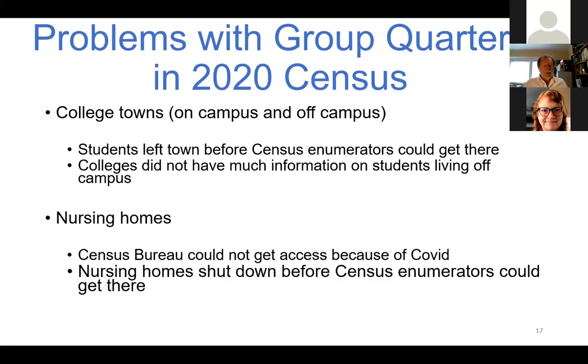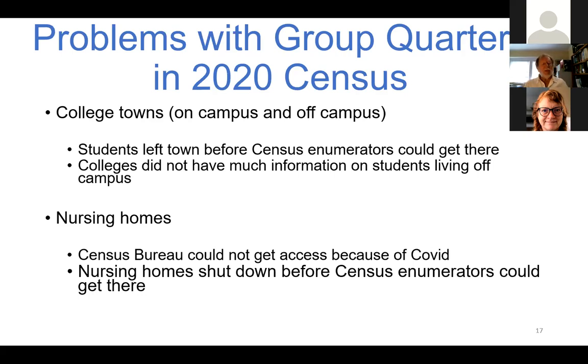There's a couple of big concerns about the group quarter population in the 2020 census, and given this audience, college towns might resonate as one of the most important ones. As you probably know, many times students leave campus in late April or early May and go home for the summer. And so the Bureau has typically sent in enumerators in April to these college towns to try and get responses from the off-campus population before they leave.